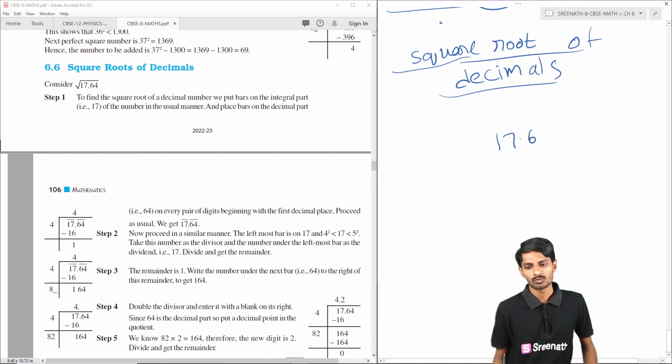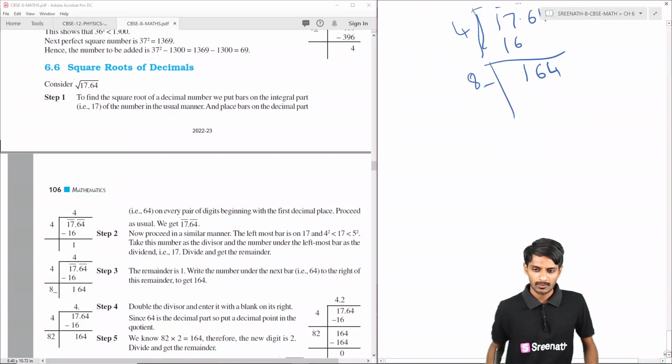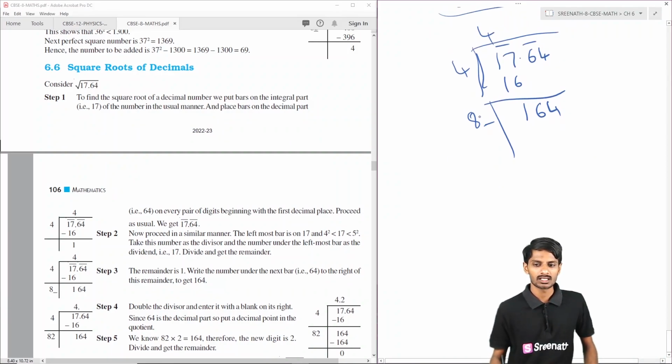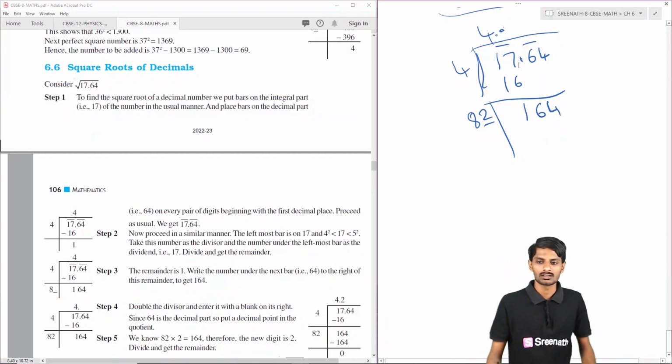First thing is we have to make them groups, and you have to look for a number whose square is close: 2 square is 4, 3 square, 4 square is 16, 4 4s are 16, and you have to subtract it, you will get 1. Again you have to take them down, and you have to double it, that is 8, and you have to check for a number. That is 2. After doubling it you have to put the decimal point here. Why? Because we are going beyond the dot, so the decimal point comes. So 82 into 2, 82 2s, that is 164.